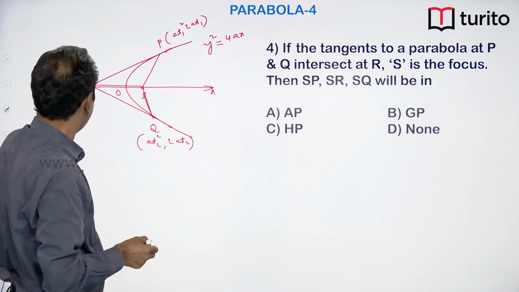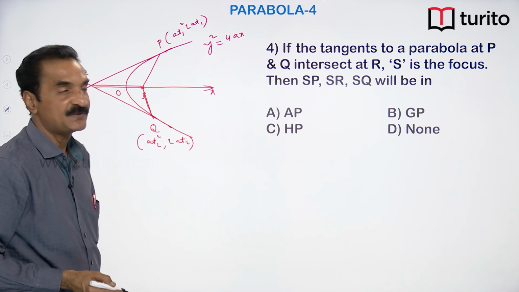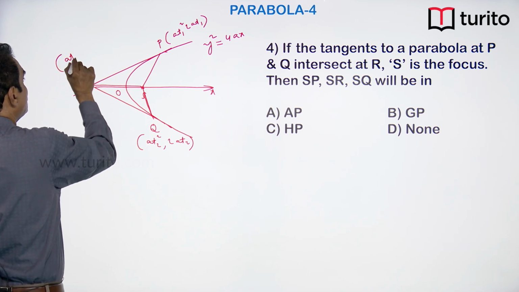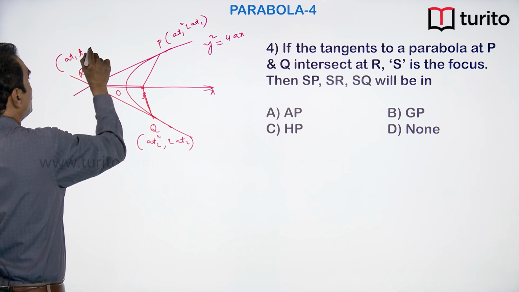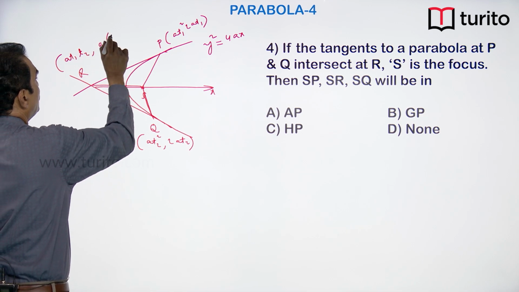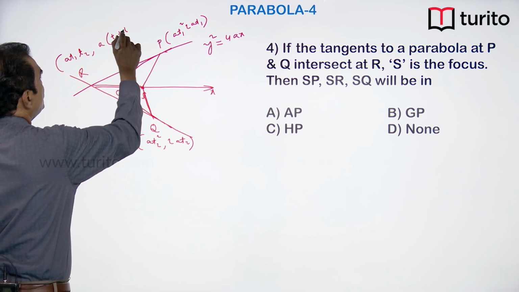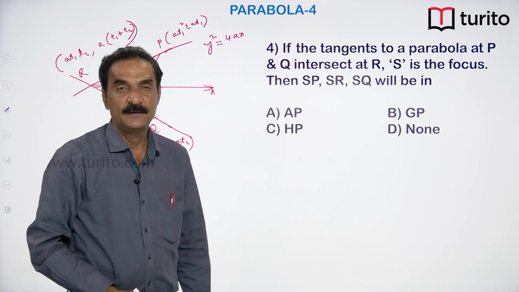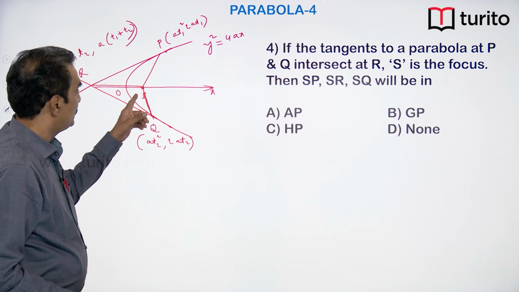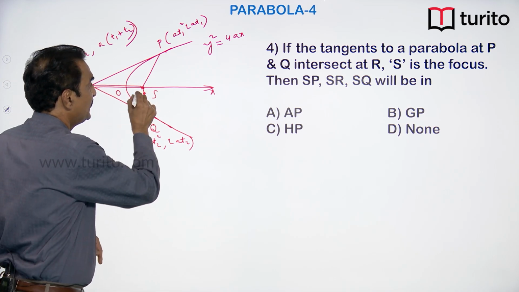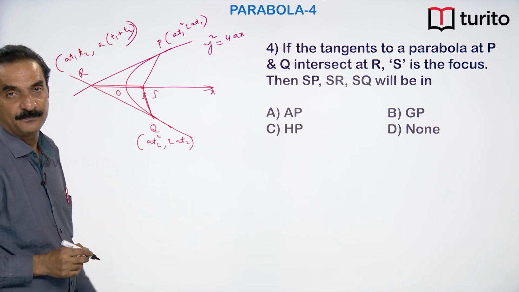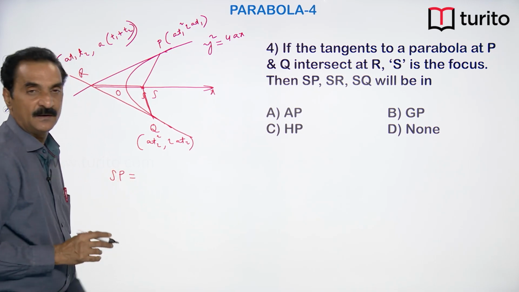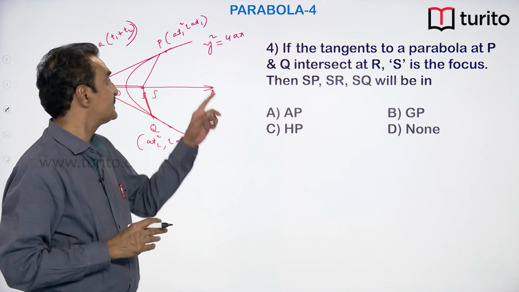Then what is the formula for the point of intersection of the tangents? We discussed the formula in the last class. (aT1T2, a into T1 plus T2) is R. Then let us find SP and SQ. SP is equal to, SP is the focal distance of point P.